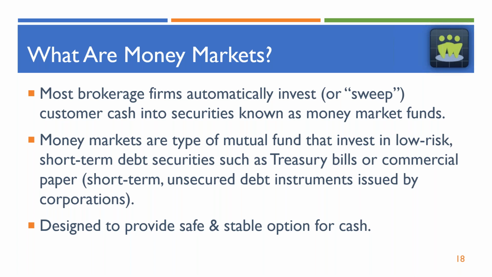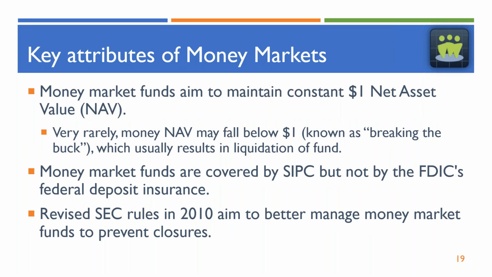So money markets, it's a type of mutual fund that invests in what's expected to be lower risk, short-term debt securities: treasury bills, commercial paper. Again, short-term debt instruments issued by corporations. The main point here is to provide a safe and stable option to having just a standard cash account at the brokerage. So things to understand on the money markets.